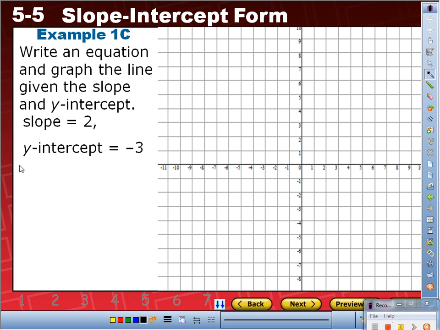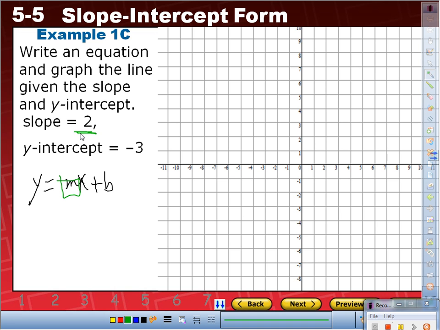First step, you write your form. Y equals mx plus b. All right? By looking at it, I know that m is my slope. So what is my slope? 2. And what is my y-intercept? -3. So therefore, my equation should look like this. Y equals 2x minus 3. Are we there so far?